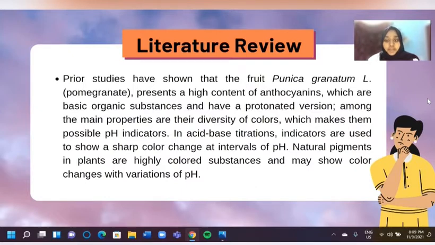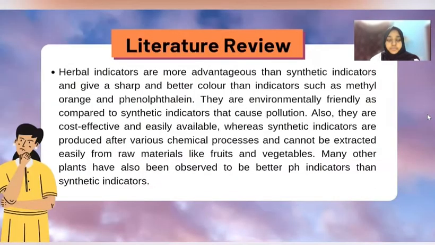Among the main properties of anthocyanins are that their diversity of colors makes them possible pH indicators. In acid-base titrations, indicators are used to show a sharp color change at intervals of pH. Natural pigments in plants are highly colored substances and may show color changes with variations of pH.